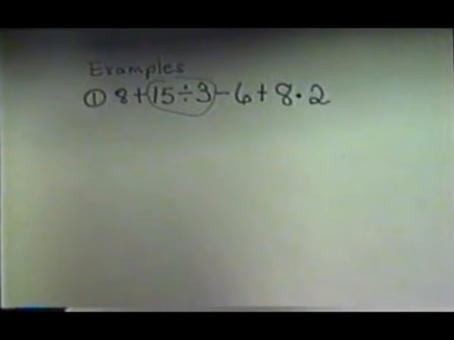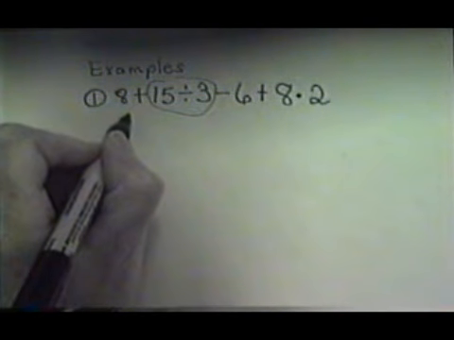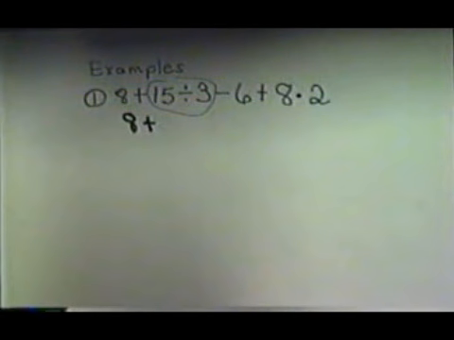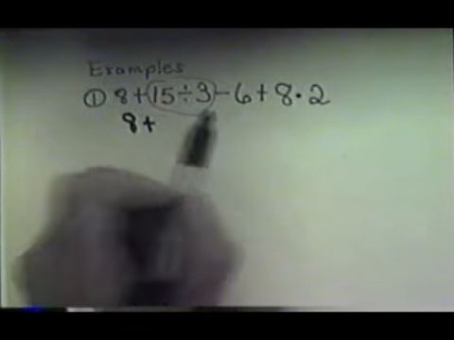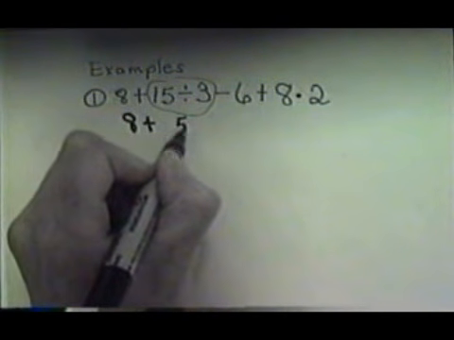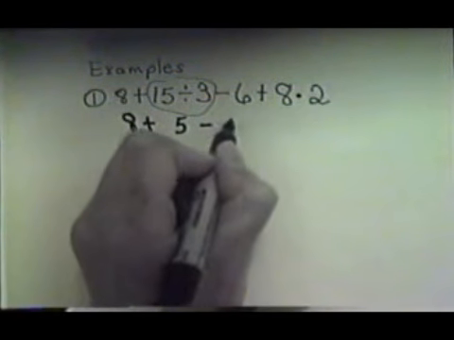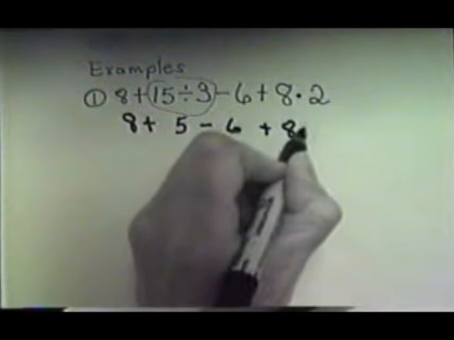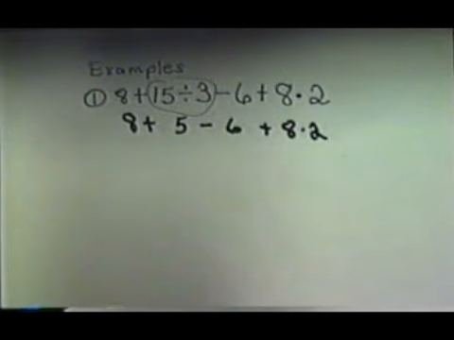And then what I'm going to do is copy the problem down again, but this time I'm going to fill in the answer as I go to that dividing. 15 divided by 3 is 5. The rest of the problem I'm going to copy down just as it was. So now we have 8 plus 5, subtract 6, plus 8 times 2.